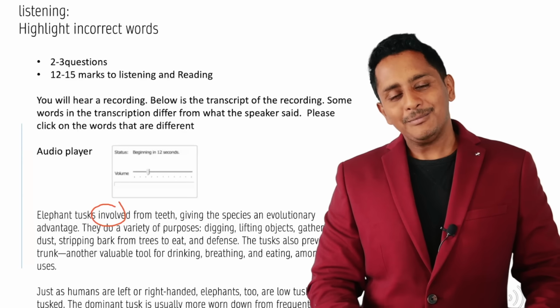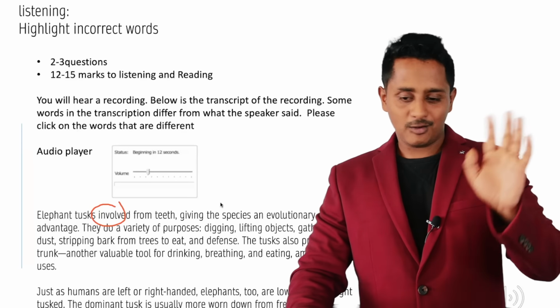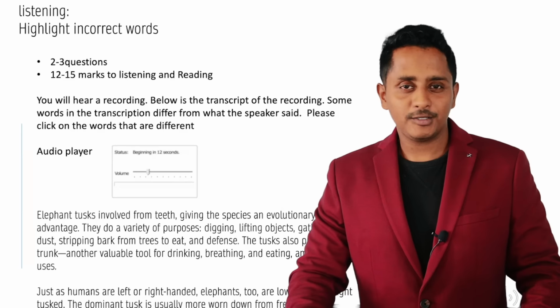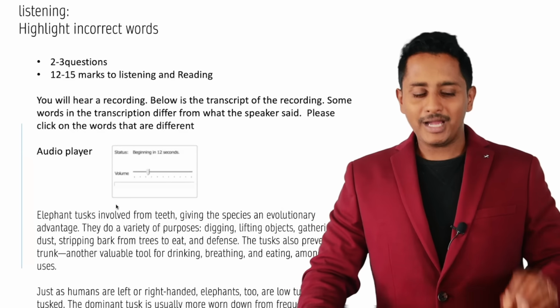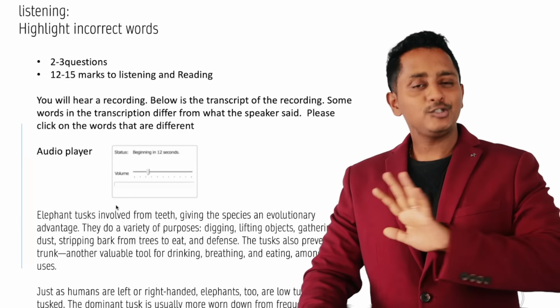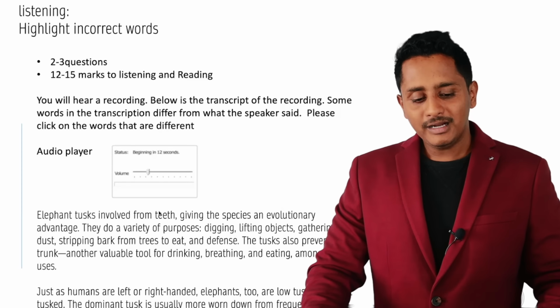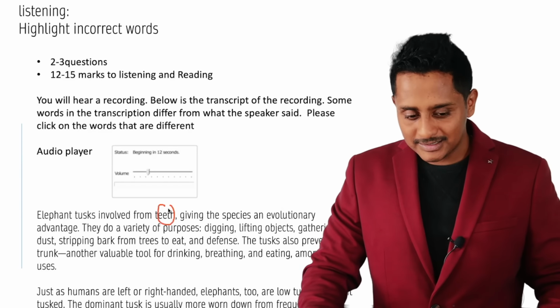There is a negative marking, meaning if you miss or if you don't select a word, there will be negative marking. Let's say involved or evolved. This is an incorrect word. I forgot to select. Will I be penalized? No. Problem is, let's say teeth. They said teeth only, but I selected this. Now it is -1.